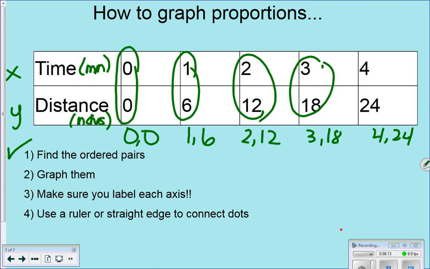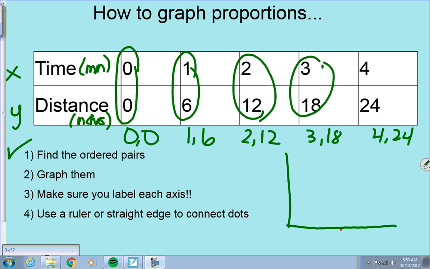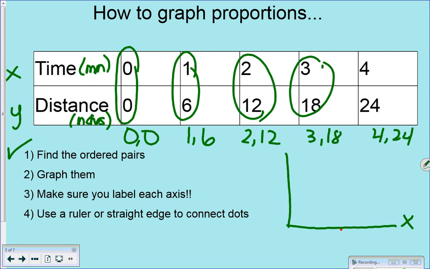Okay? So what you really need to do is start your table to look like this, or your graph. Okay? And what's on my x-axis? Time, right? So this is my x-axis, and this is going to be my time. This is what you can do on your graph paper if you want with me, or if you'd rather sketch it in your notebook, that's fine too. It's totally up to you. And then my y-axis, which is this one, is going to be the distance.